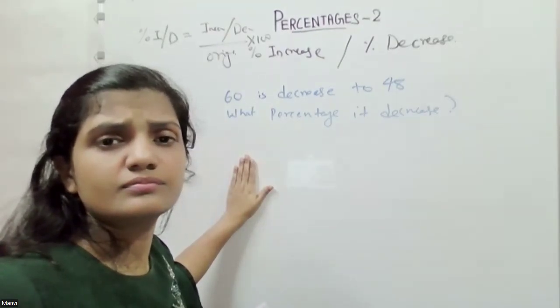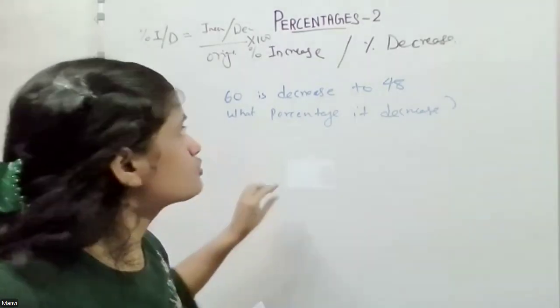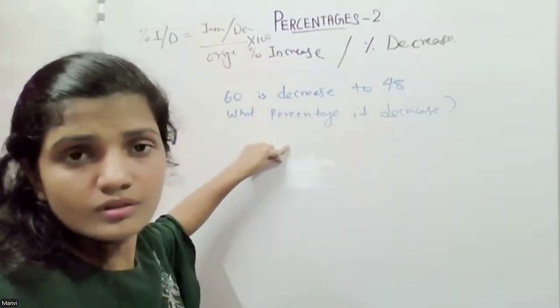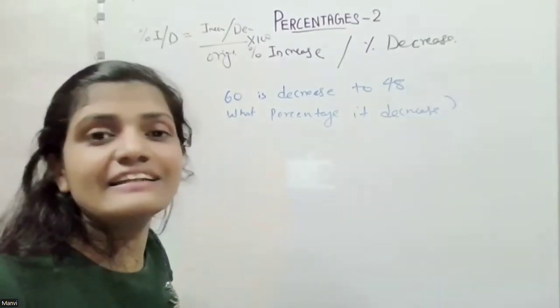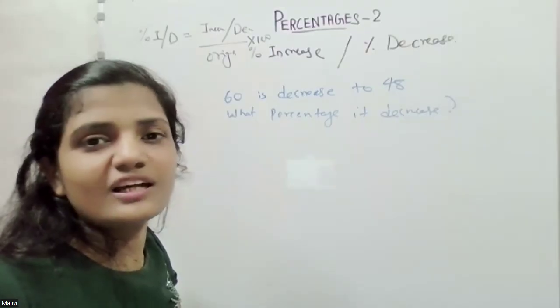Yeah, you have to subtract. So what amount do you get? 12. So that amount is the decreased value? Yeah, and then I did 12 by 60, times by 100. Very good. Then simplify please. You are on the correct path.